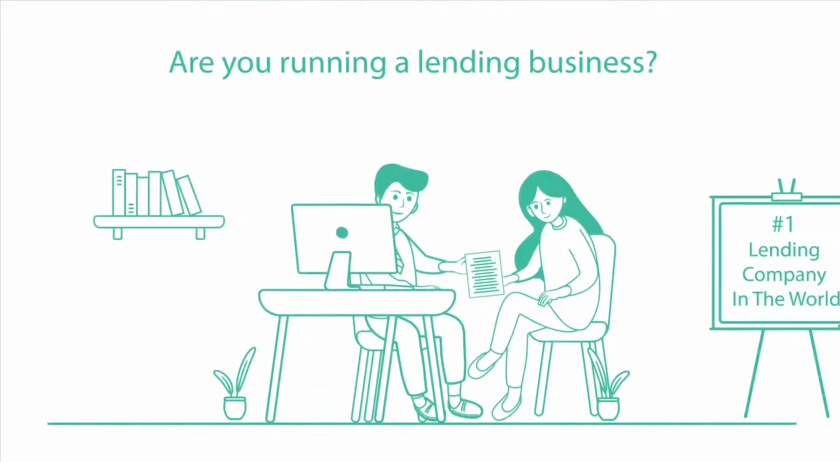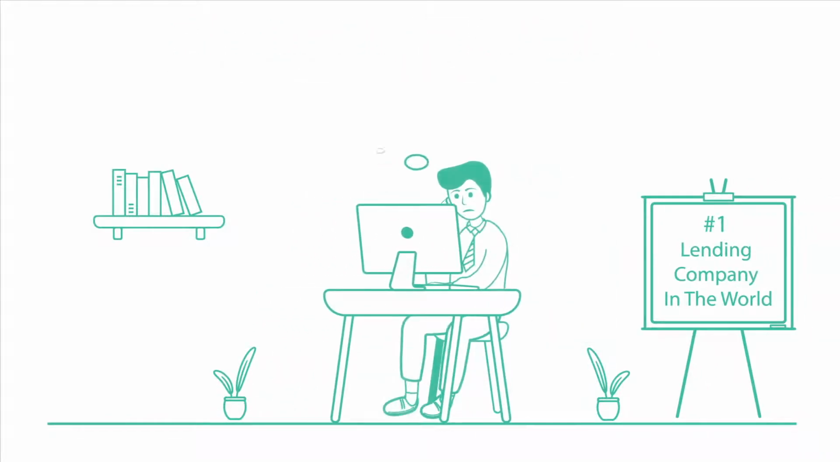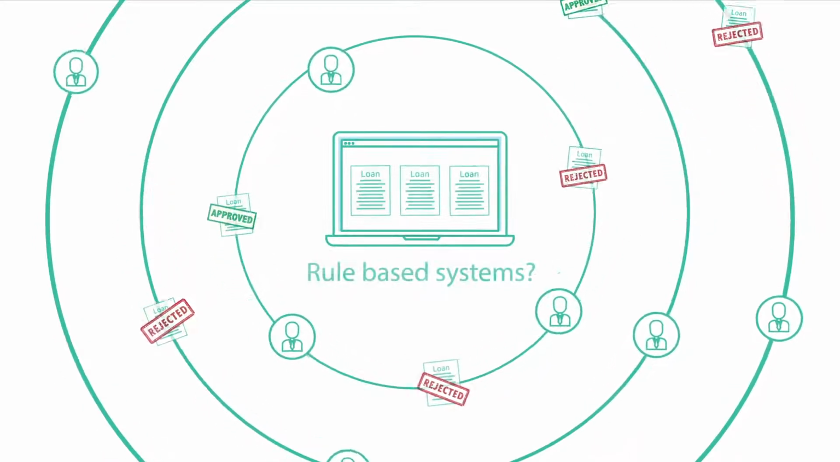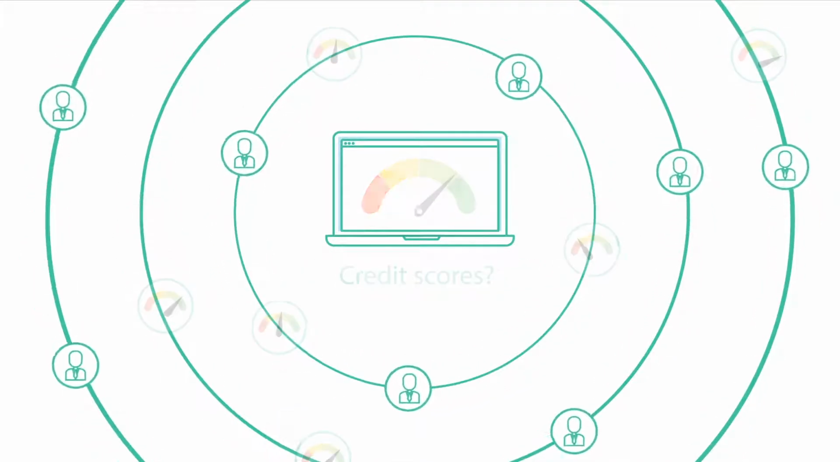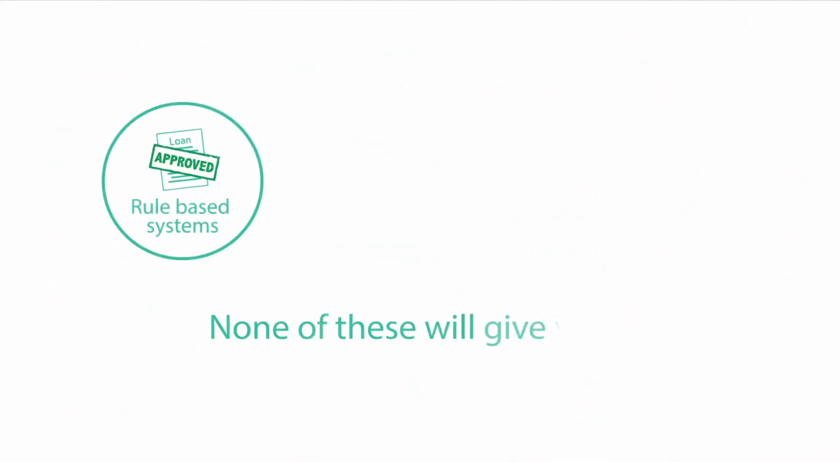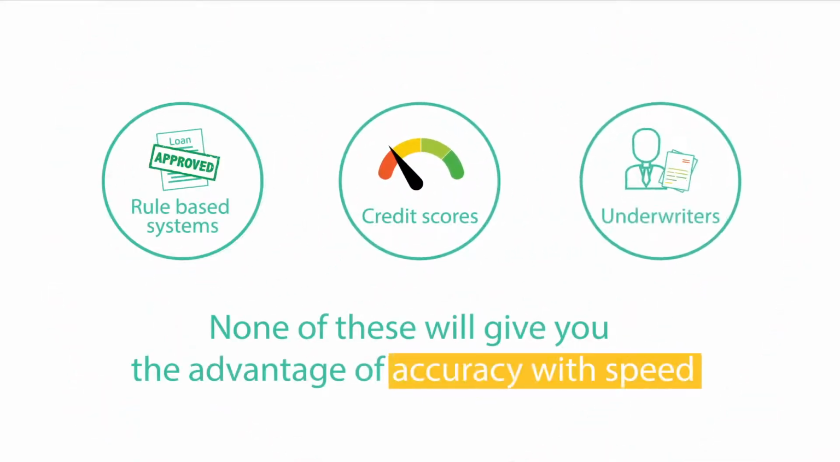Are you running a lending business? Looking to cut down the credit cost and improve the underwriting productivity? How do you plan to do that? Using rule-based systems? Considering credit scores? And maybe deploying underwriters? None of these will give you the advantage of accuracy with speed.